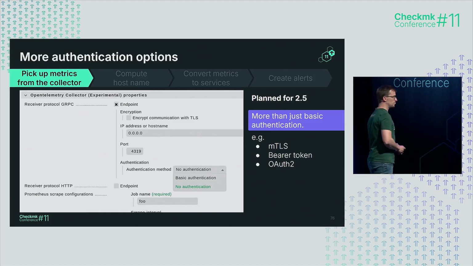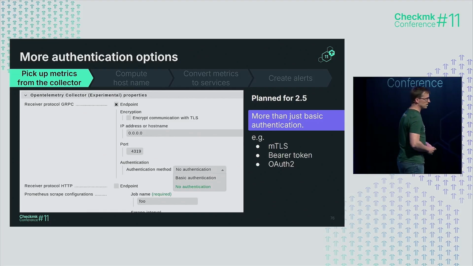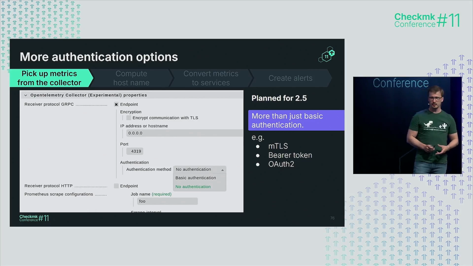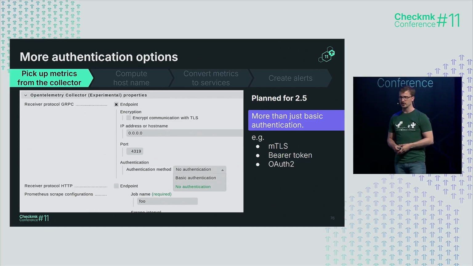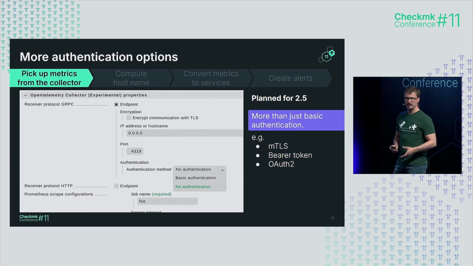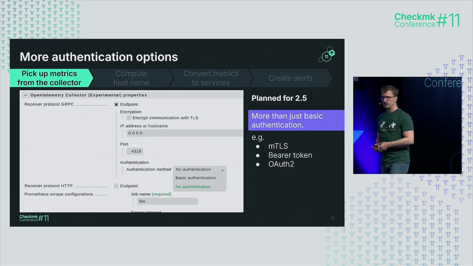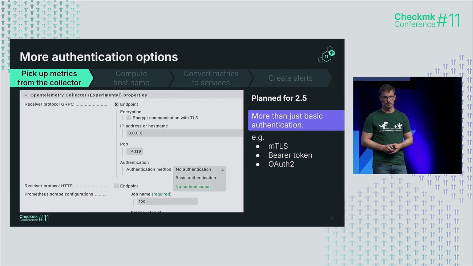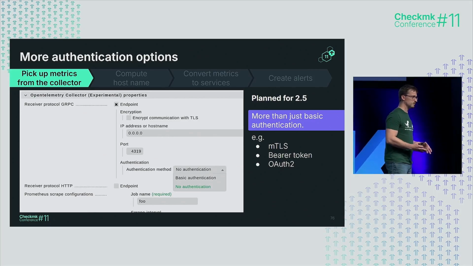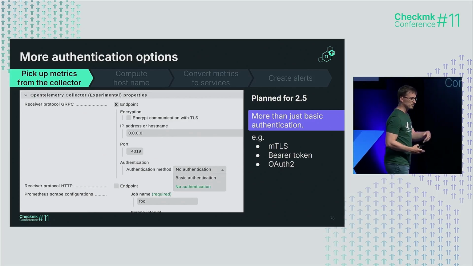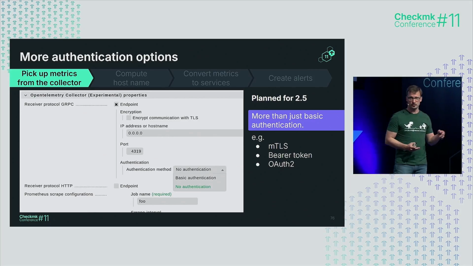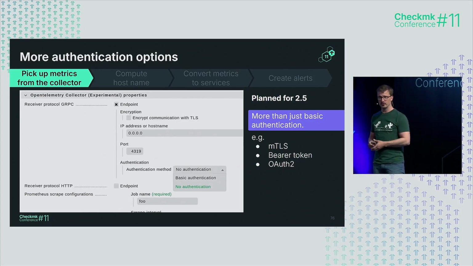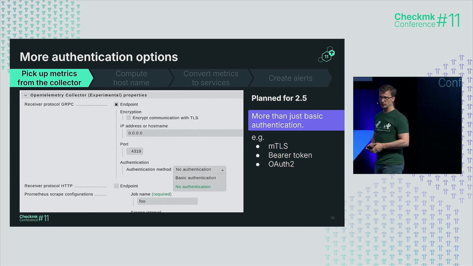OpenTelemetry supports a variety of authentication mechanisms. Checkmk so far supports basic authentication, but there's mTLS, Bearer, OAuth. And we want to focus on the ones which are the most relevant to you. So if you're into this and you have something on this list or something different, reach out to Niklas and tell him that this is important to you so that we really can focus.